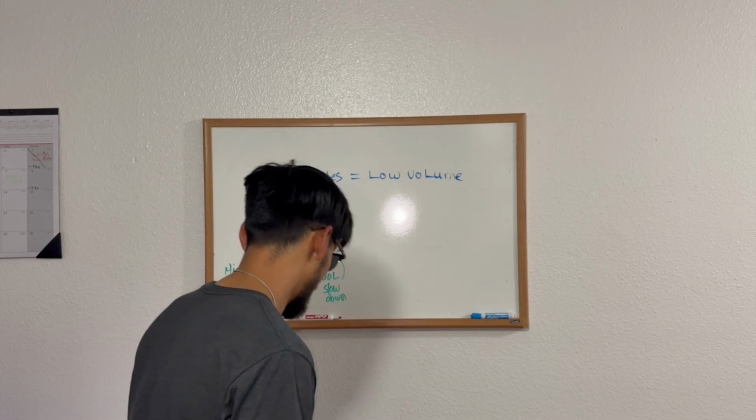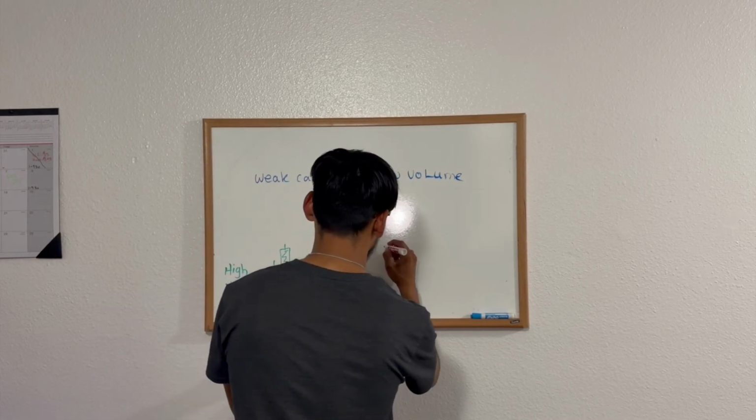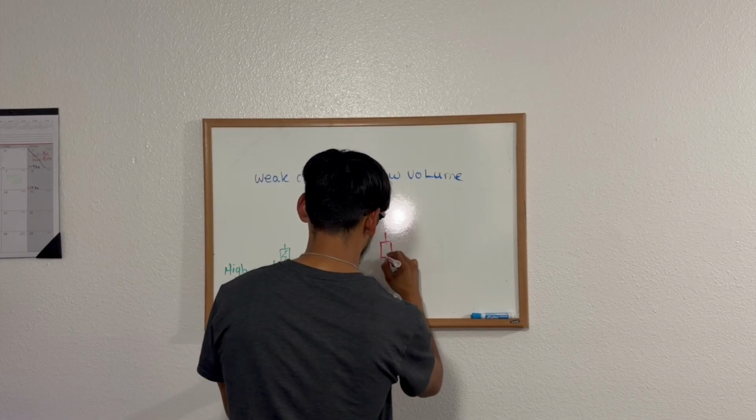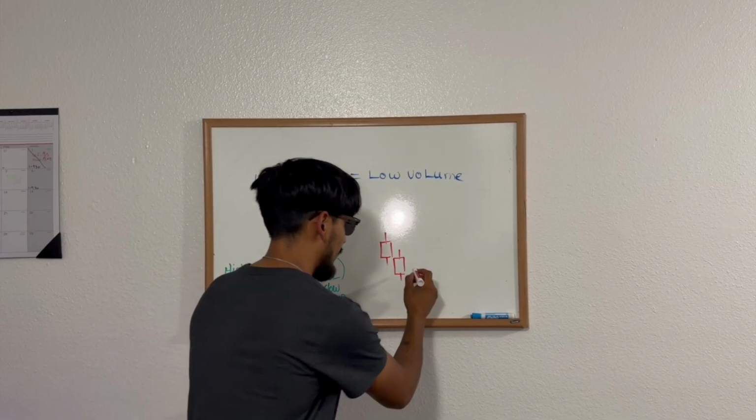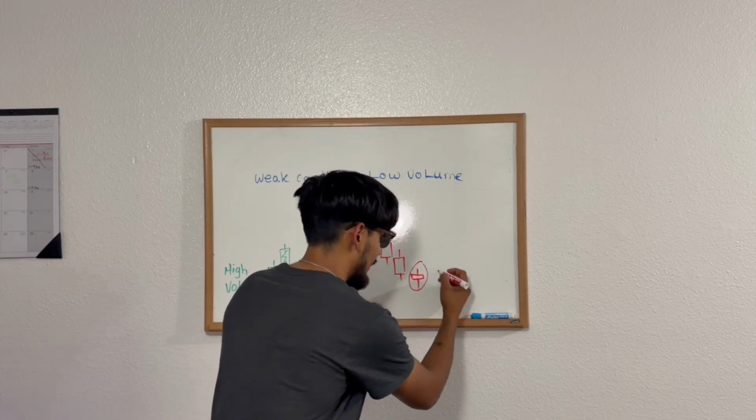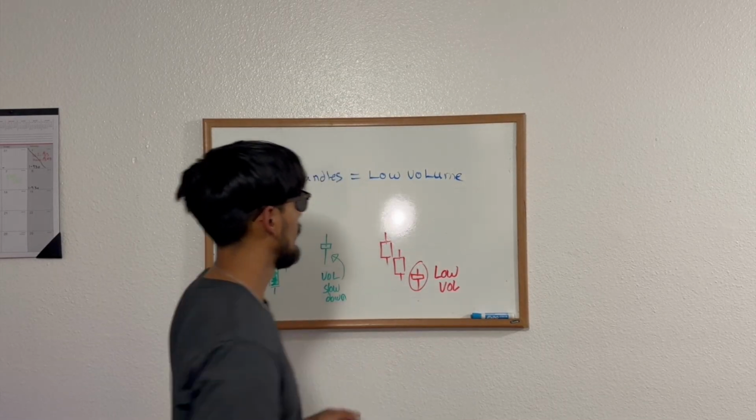Okay. The same thing with the bearish candles is that you have the big body bearish candles, but then you can also have small body bearish candles. All this means is that now that this candle has presented itself and closed like this, it means that there is low volume. That's all it means.